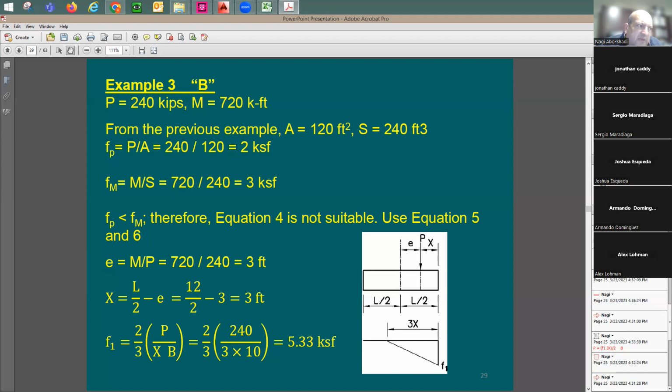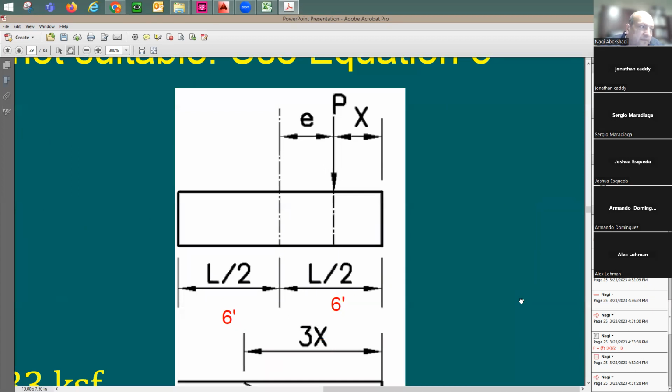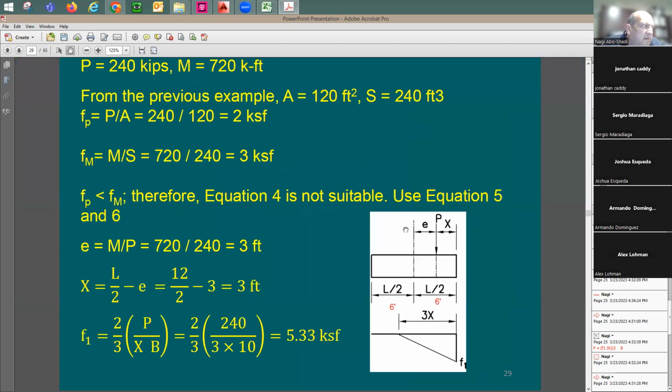So let me put these numbers here. You can say total footing length is 12. Therefore, this is going to be 6 feet. And this side here, I have also 6 feet. E, based on this analysis, M over P is going to be equal to 3 feet. I have 6 minus 3, which is going to be another 3 feet for the X value. Let's say this X will be equal to 3 feet.